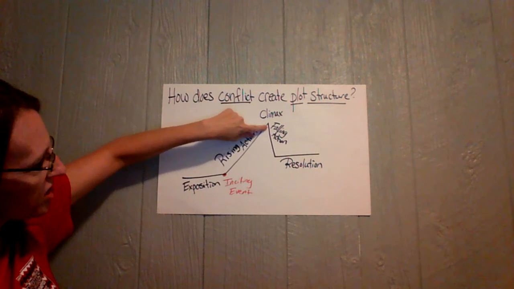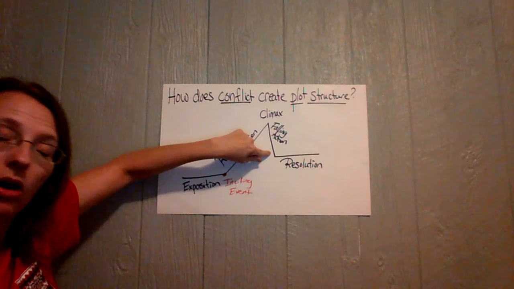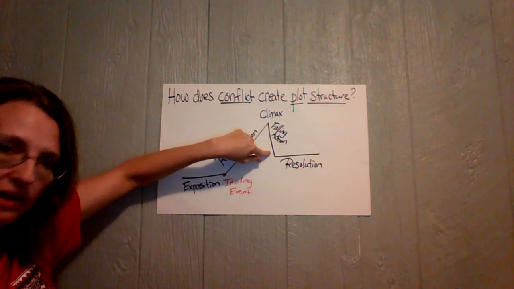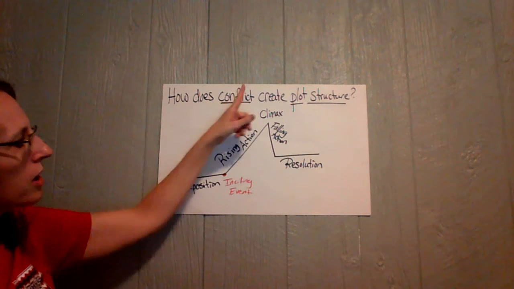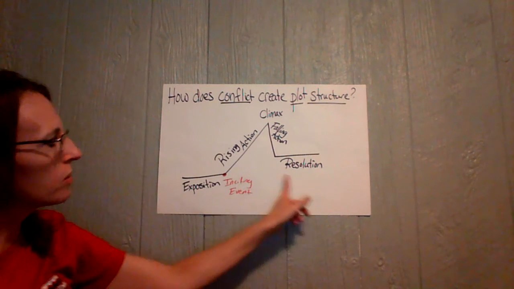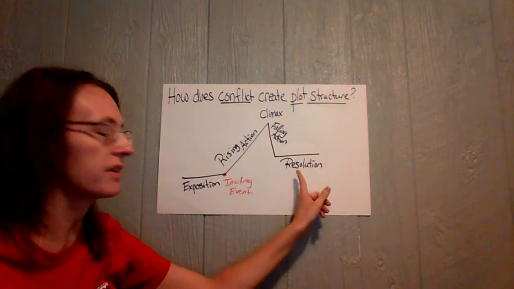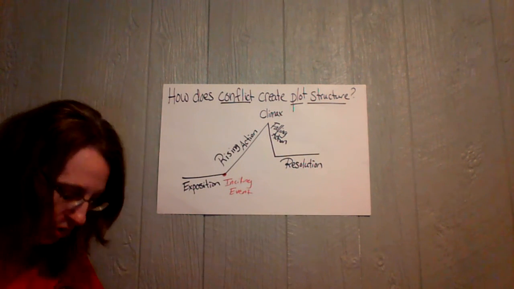This section is called falling action, where all of the aspects of the conflict begin to be tied up and they move toward the place where the conflict is resolved, and we call that resolution.